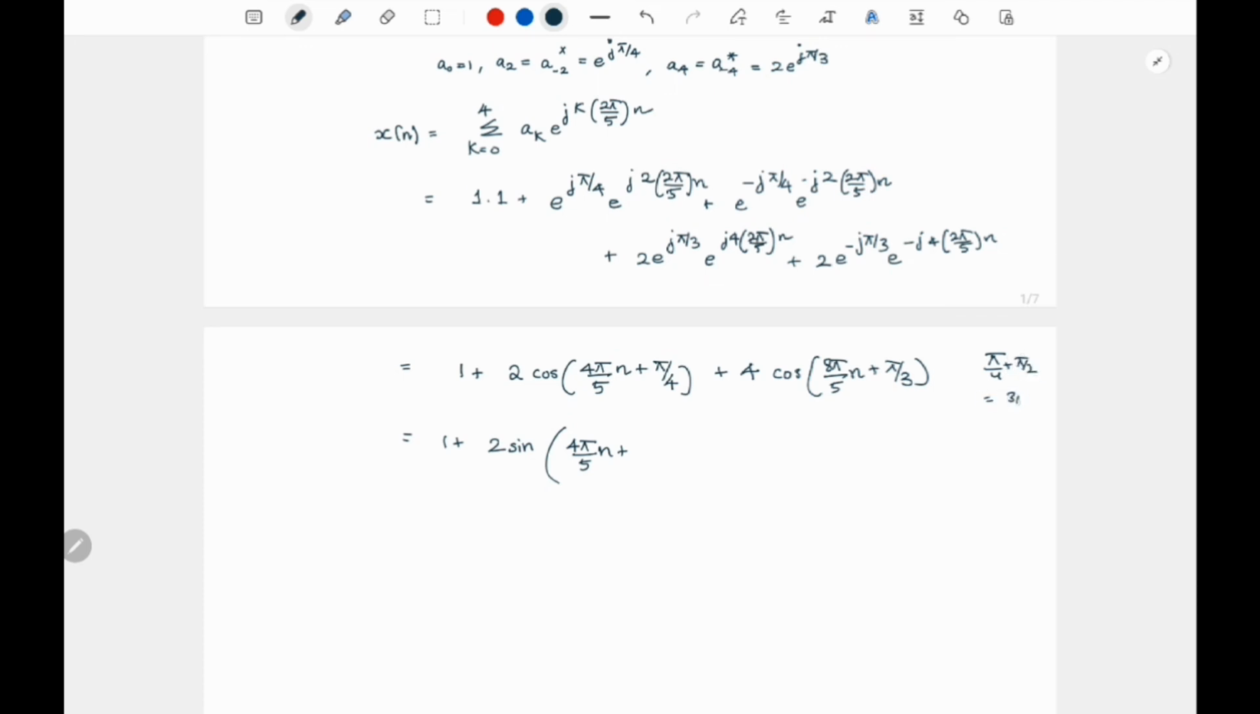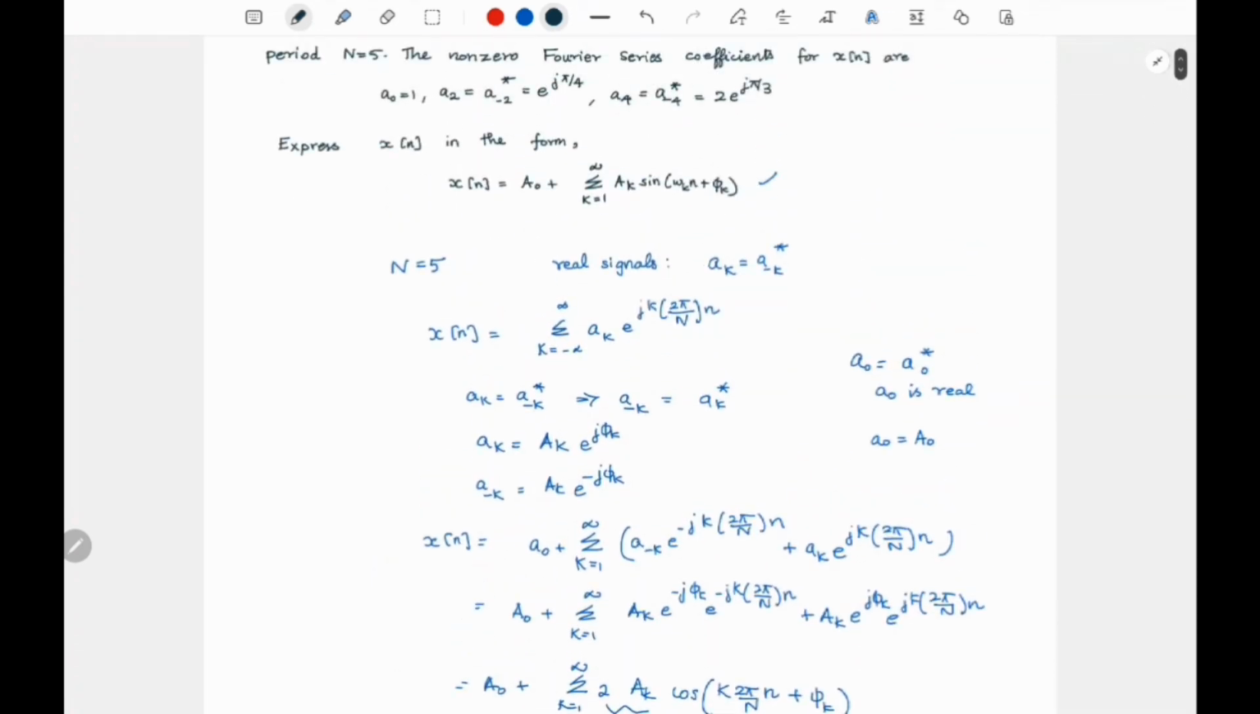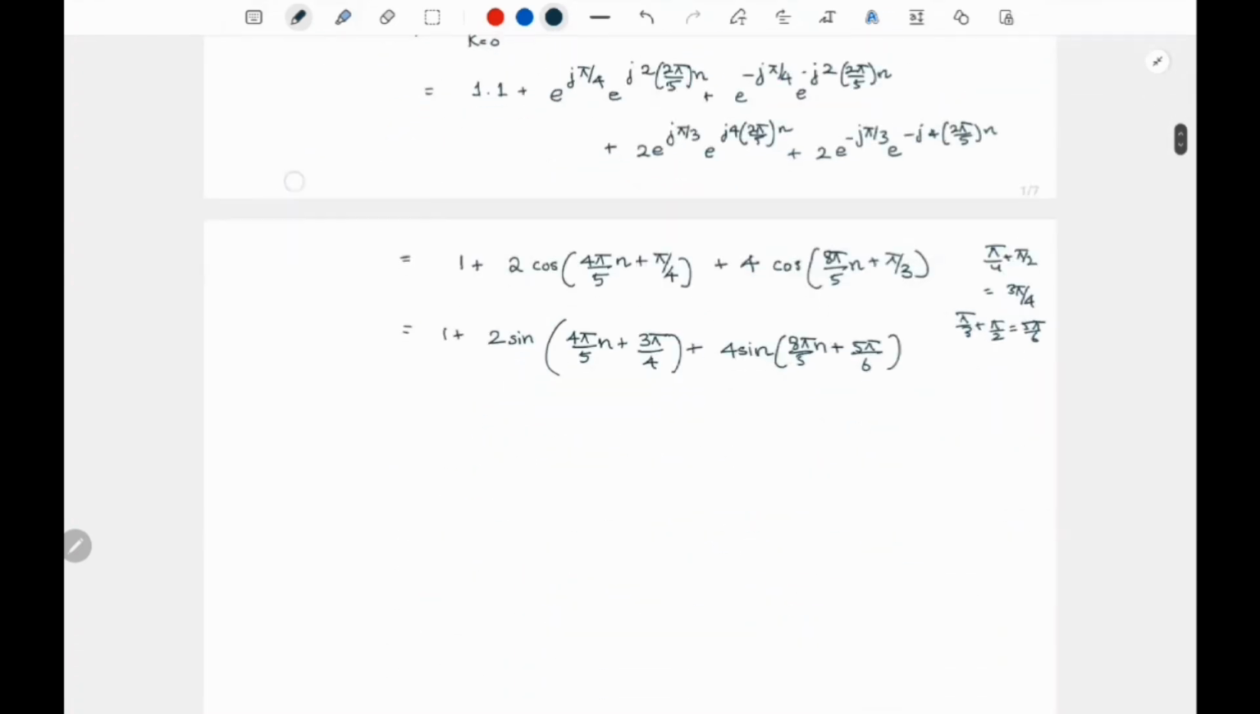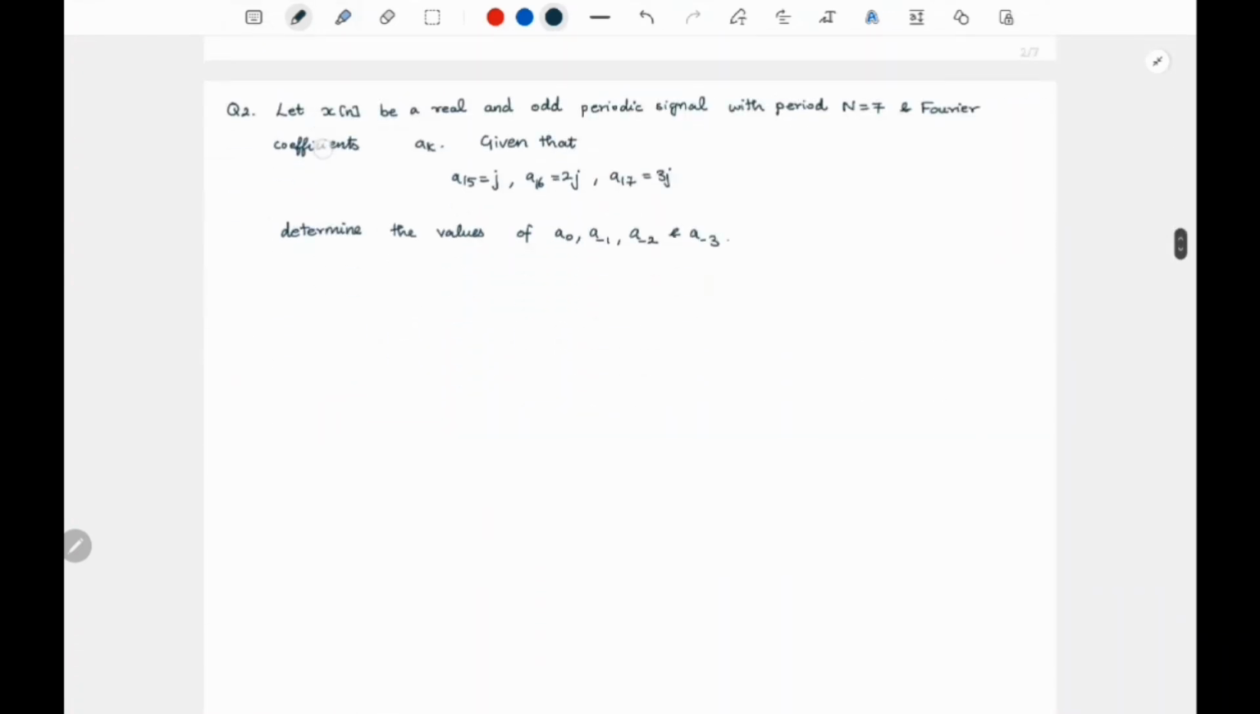So 2 times 3 pi by 4, plus 3 pi by 4, plus 4 cos of 8 pi by 5 n plus pi by 3 plus pi by 2, will give me 5 pi by 6. This is sin. So this is the expression they have asked for, and we have written it in that form. Okay, moving on to the next question.